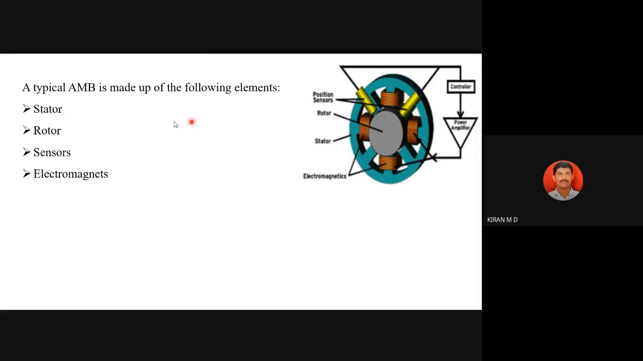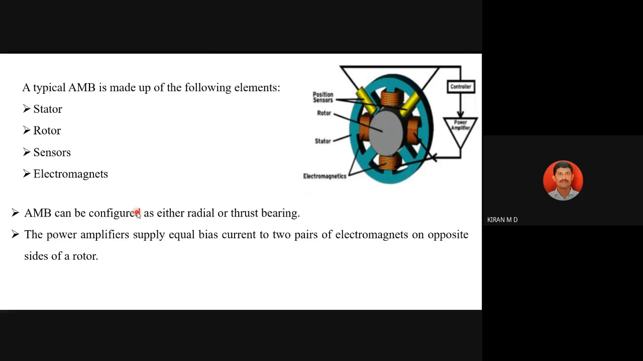Now, the working of the active magnetic bearing. Mainly it consists of 4 elements: stator, rotor, sensor, and electromagnet. Stator means the supporting device. These are the main 4 elements of the active magnetic bearing, and we can use this bearing for both radial and thrust loads.